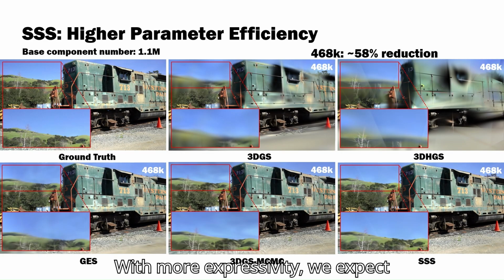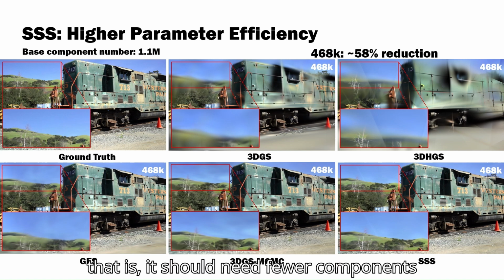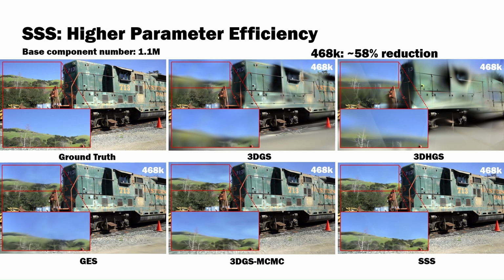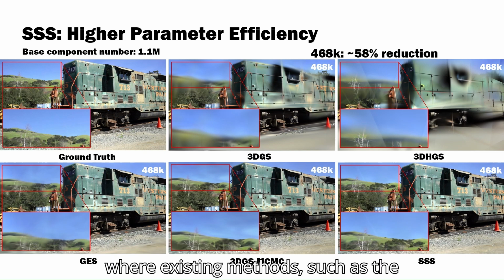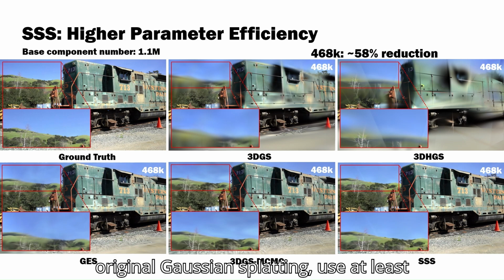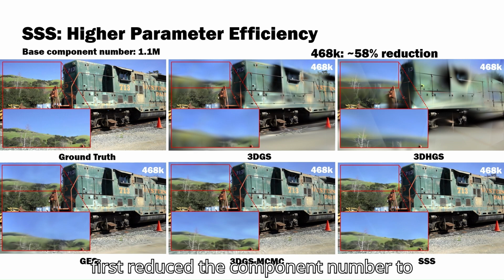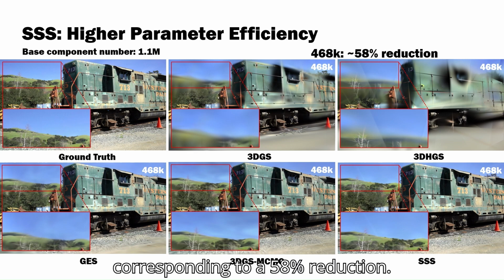With more expressivity, we expect SSS to be more parameter efficient. That is, it should need fewer components to capture similar visual quality. To verify this, we show one example where existing methods, such as the original Gaussian splatting, use at least 1 million components. We first reduced the component number to 468,000, corresponding to a 58% reduction.